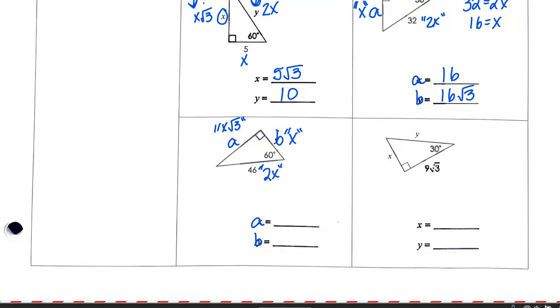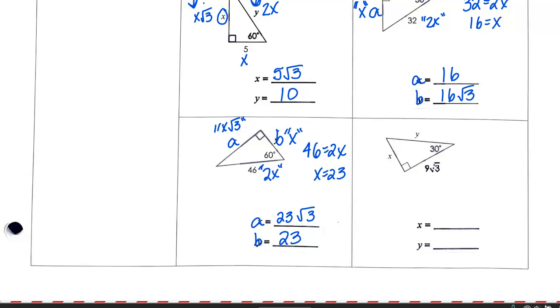So you'll see, again, easy. 46 equals 2X. Let's solve for X. That means that X equals 23. So that means our A here is 23 square root of 3, and our B is 23.